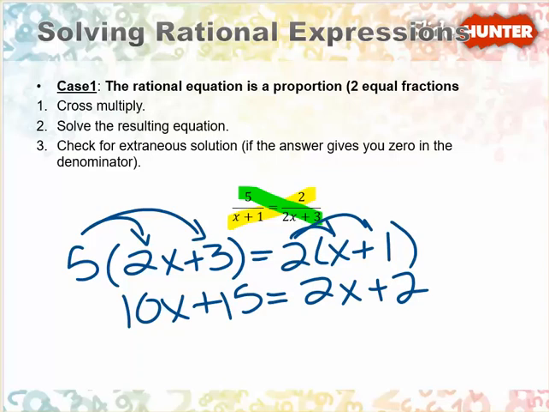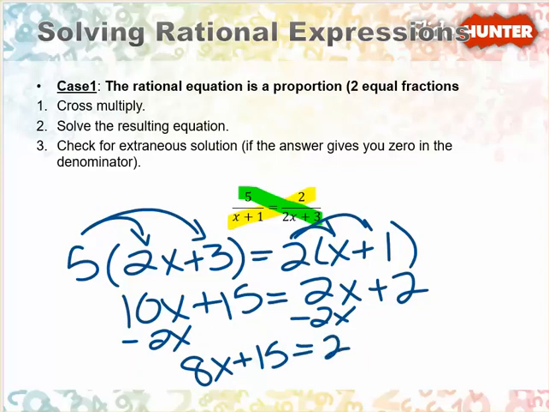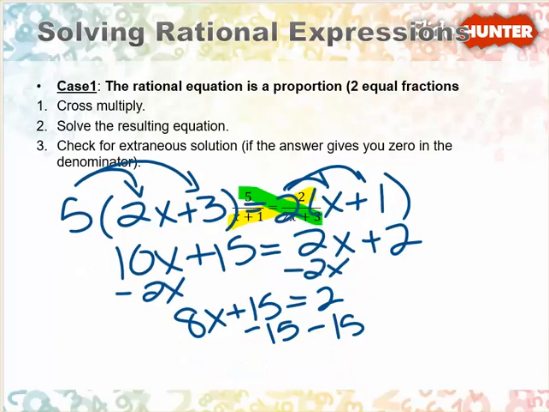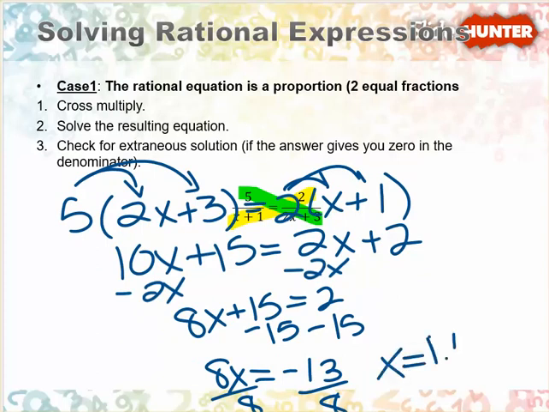Okay, so in order to solve, we're going to gather our x's on the left-hand side. So I'm going to subtract 2x from both sides. So 8x plus 15 equals 2. Subtract 15 from both sides. So 8x would equal negative 13. Divide both sides by 8. So x is going to equal negative 1.625.